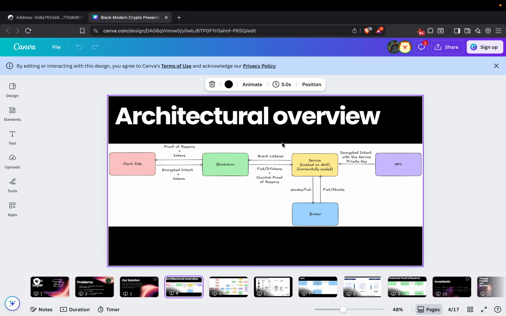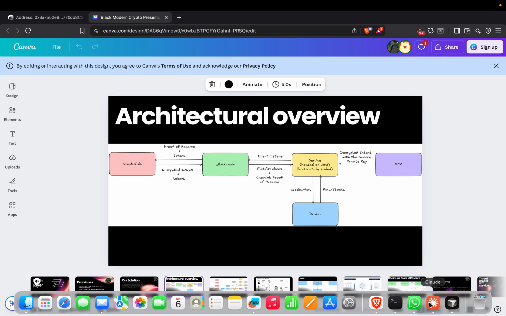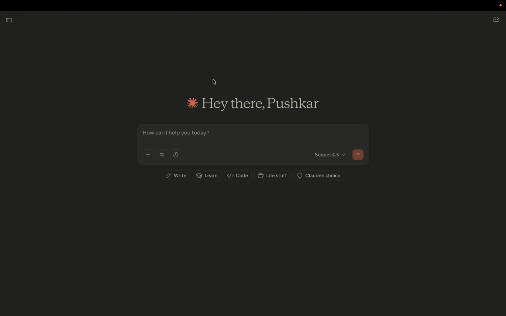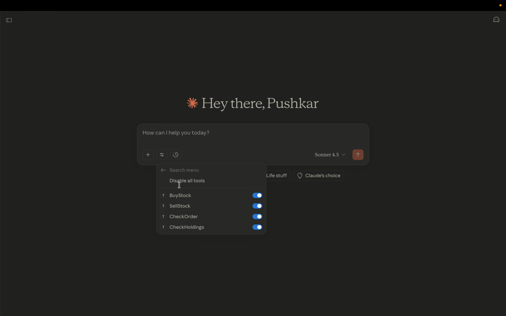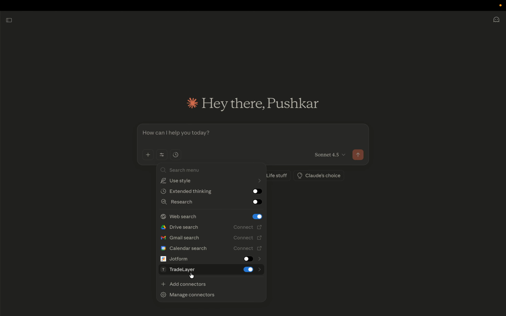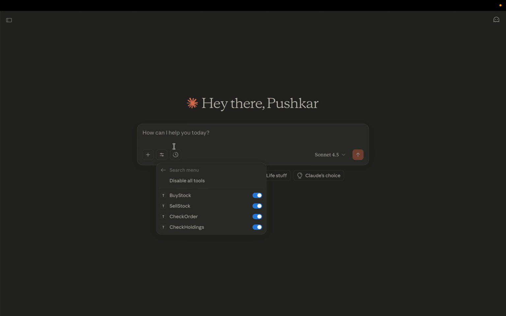So this was the small description about the architectural flow, and let's see all this through a small demo. So this is our cloud, and we have made an MCP server for this one. Our MCP server's name is TradeLayer, and it has four tools, which are to buy a stock, sell a stock, check order, and check holdings of the user.